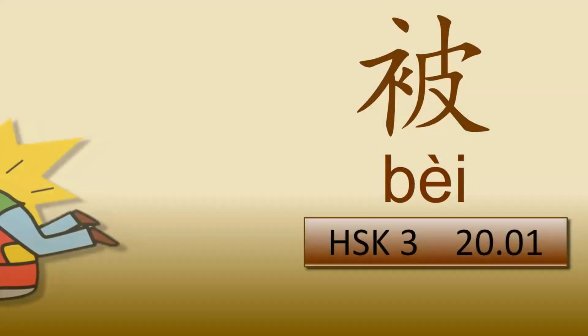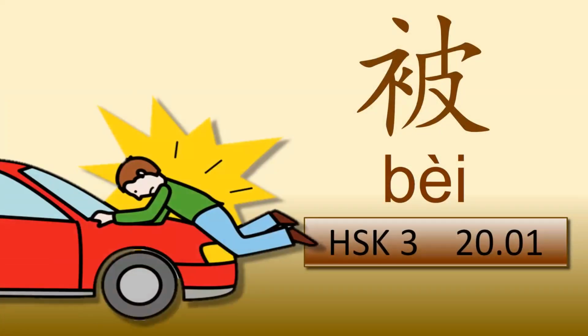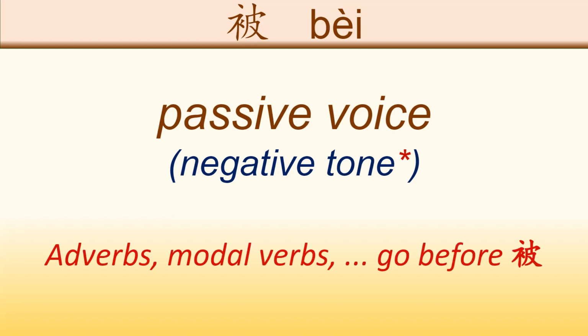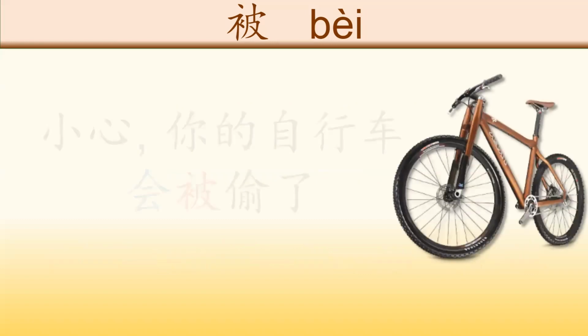This is HSK 3, we are in lesson number 20 and we're going to study grammar point number 1, the use of 被, this character in Chinese. We use this character to express passive voice, and you have to take into account that most of the time it is used with a negative tone. If we use adverbs, modal verbs, and so on, they go before this character, 被.